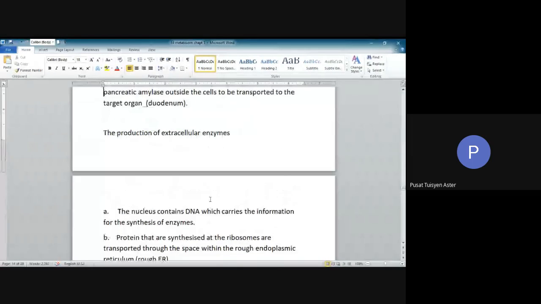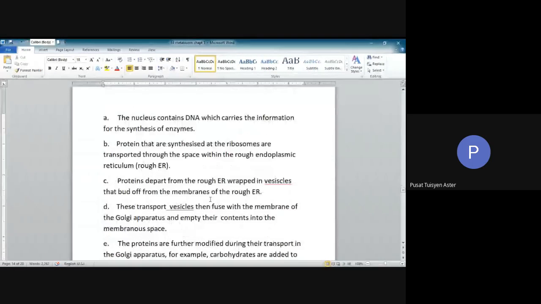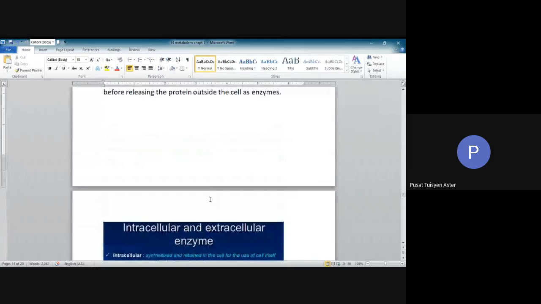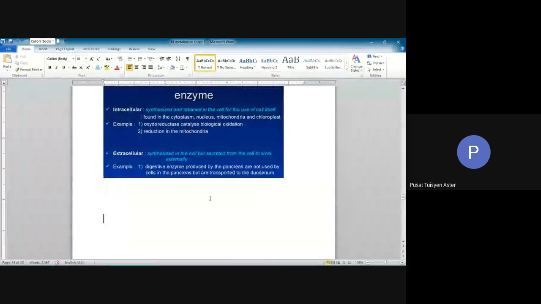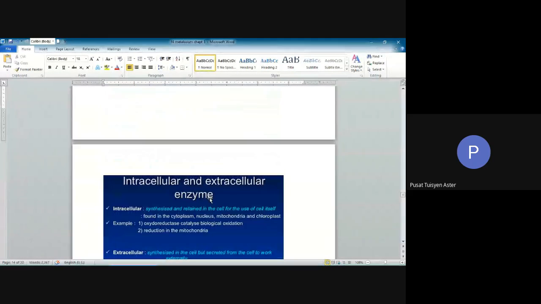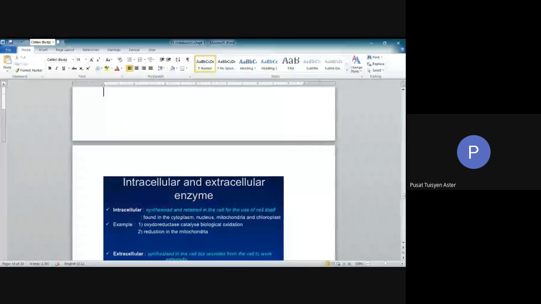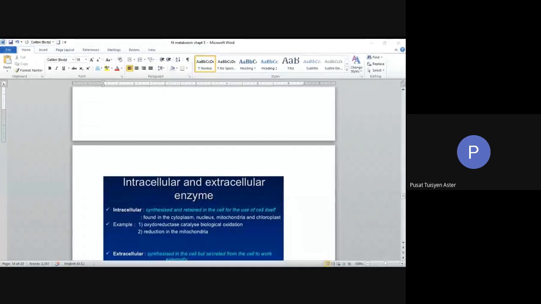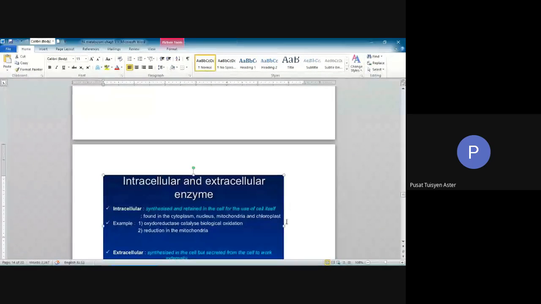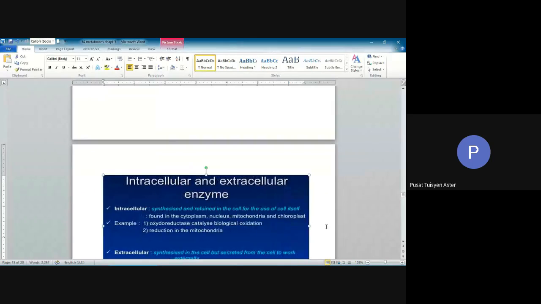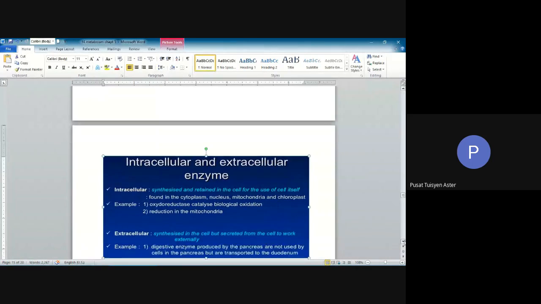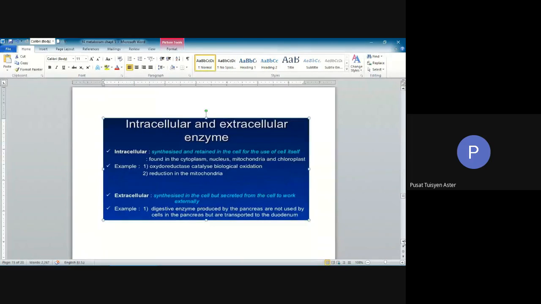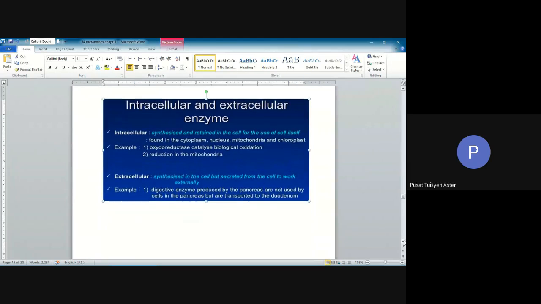Okay, so this is the production of extracellular enzyme, macam mana dia dihasilkan dalam tapi dia keluar untuk kegunaan luar sel. Okay. As you can see here, this is a short diagram infograph to explain to you guys regarding the intracellular and extracellular enzyme. It's vital for you to understand the process of it and what it does and how it does.